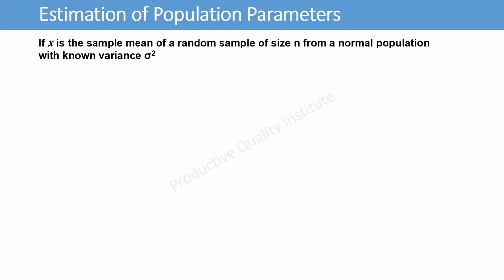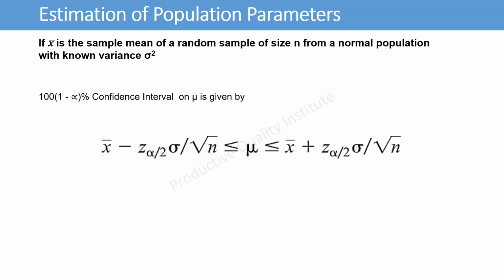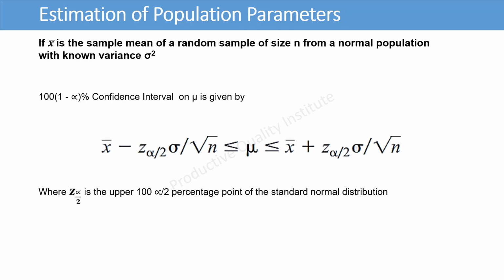Assume that x bar is the sample mean of a random sample of size n from a normal population with known variance. With a confidence interval of 100 times 1 minus alpha, the mean value of the population mu is given by the following equation. The equation expresses the range of the mean value of the population. Z of alpha over 2 is the upper alpha over 2 point of the standard normal distribution. The calculations will be clearer during the next exercise.